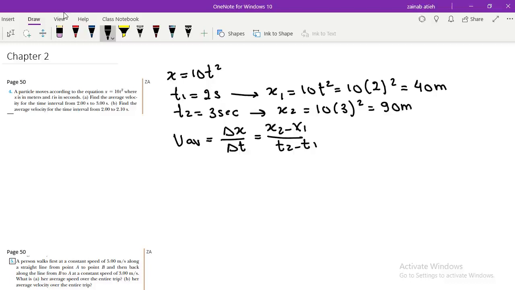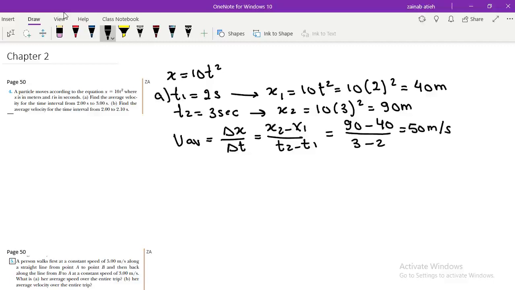Once I get my x1 and x2, now I can calculate the average velocity. It's called the average velocity, displacement over time. It's 90 minus 40 over 3 minus 2, so it's 50 meter per second. This is part A.